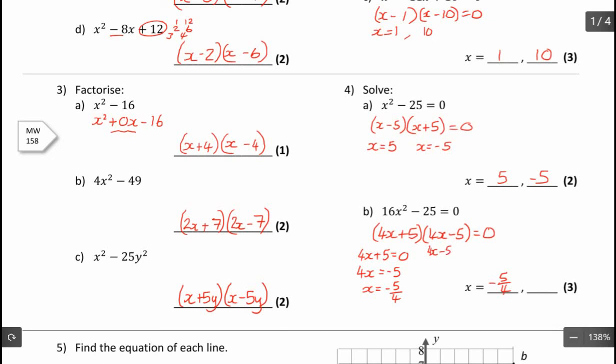From my other bracket, I would add 5 to both sides, that would give me positive 5 this time. Divide by 4, that would give me positive 5 over 4. It's easier than having to convert to a decimal.